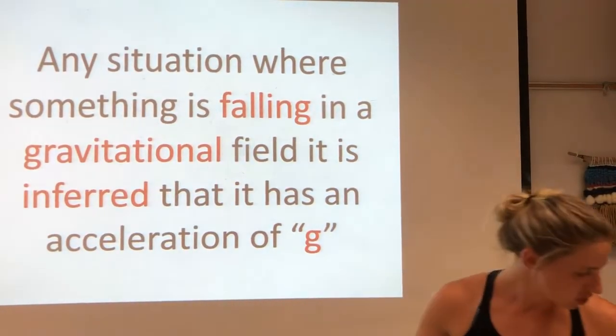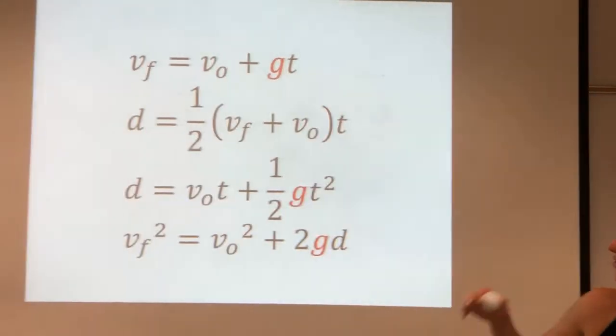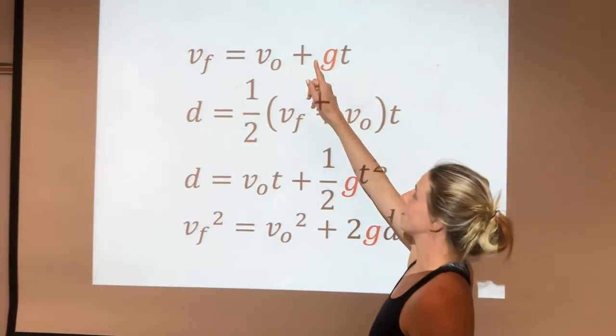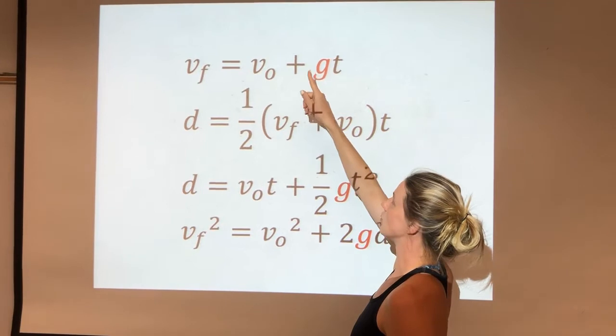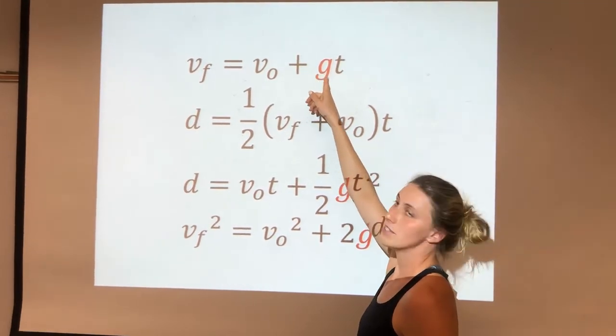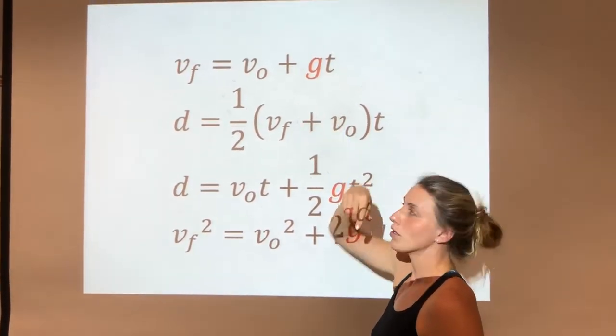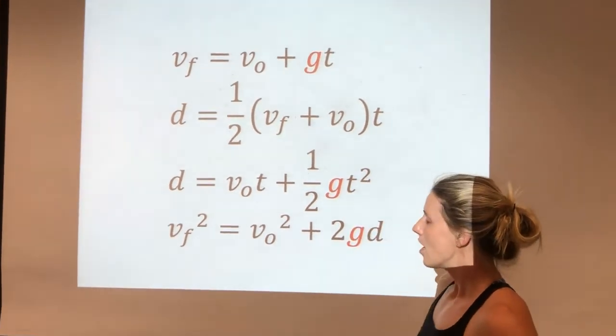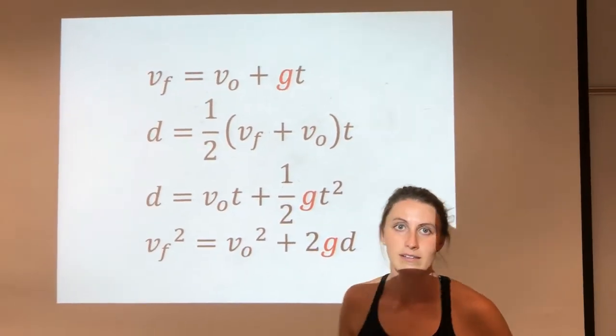So I'm going to go ahead and show you the equations again. You guys have seen these before, and everywhere that we had acceleration, we now have the acceleration due to gravity, which is again -10 meters per second squared. We're going to do a few practice problems here, so let's get started.